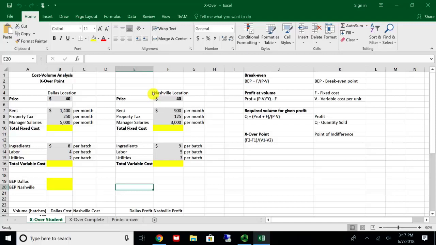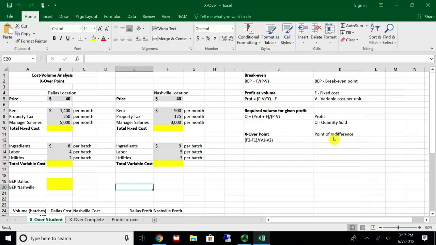For this example, it's kind of like that, but we're looking at two different locations. So we've got all the information to put this cupcake factory in Dallas or all the information to put this cupcake factory in Nashville. And so the question is, where should we put this cupcake factory? And it's dependent on how many cupcakes she's going to sell. So this is a crossover point or crossover volume problem.